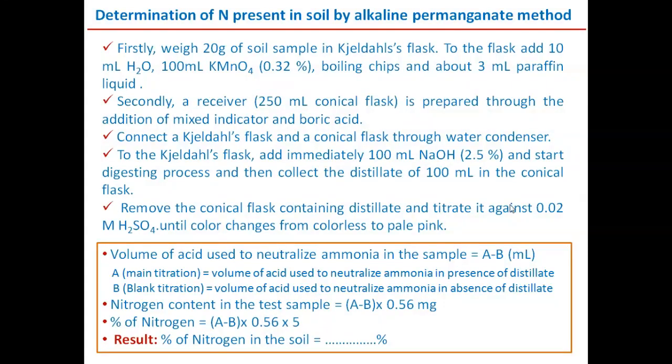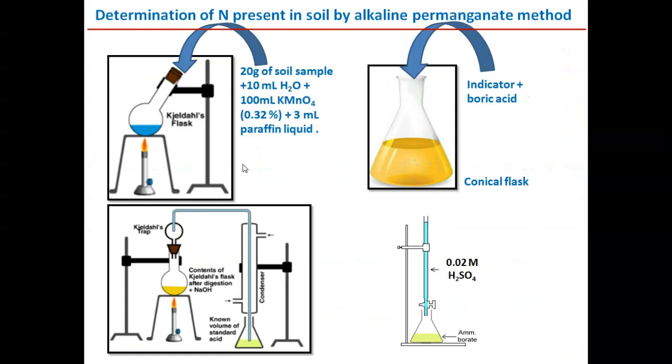So here are the points. First we have a Kjeldahl flask, we have a receiver or the conical flask. We connect both of them through the condenser, and then start the digestion process upon the immediate addition of sodium hydroxide solution. The moment we add sodium hydroxide solution, ammonia is liberated. That ammonia is liquefied and trapped in the boric acid solution, and then the trapped ammonia in terms of ammonium borate is titrated against 0.02 M H2SO4 solution.